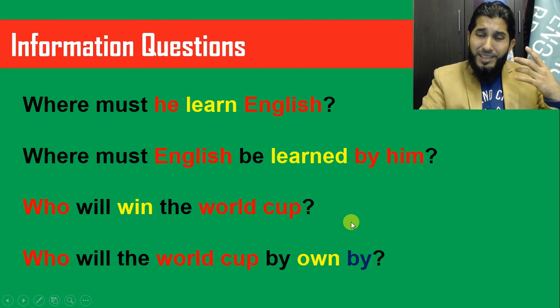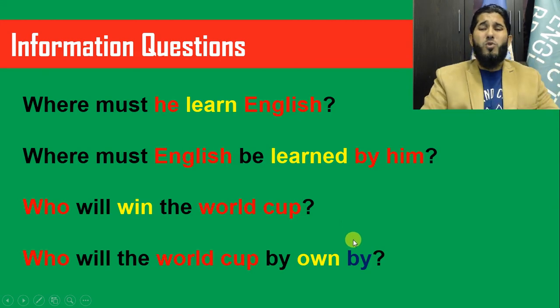Now it is kind of informal in spoken English. It's okay that you use the preposition at the end of your question. But if you want to be formal, you can bring this preposition by at the beginning, and then you change who to whom. By whom will the World Cup be won?